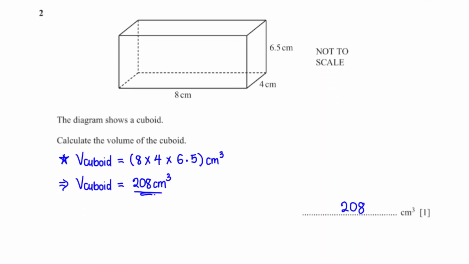The diagram shows a cuboid. Calculate the volume of the cuboid. The volume of a cuboid is equal to its length times width times height. We've been given all the dimensions of the cuboid, and so the volume is 8 times 4 times 6.5 centimeters cubed, which is equal to 208 centimeters cubed.